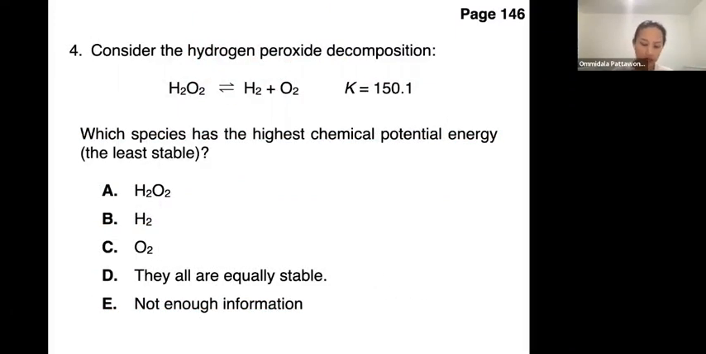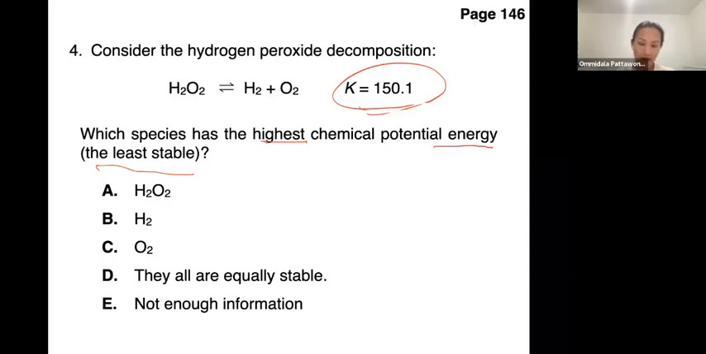Now let's take a look at 4. This reaction is given with the K value. Again, this is the uppercase K, the equilibrium constant, and it asks which one has the highest chemical potential energy. Remember, high energy is associated with the least stable. As you learned in chapter 8, when we talk about stability versus energy, high energy means less stable. So it's asking which one would be less stable.